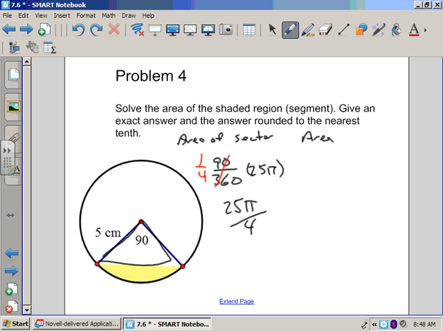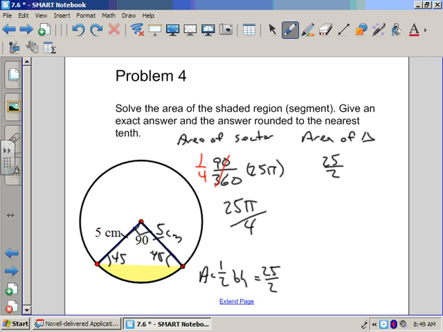So what is the area of the triangle? Well, if this is 90 degrees and these two angles here are the same, remember that these are radii, and so I've got an isosceles triangle, this must be 45 degrees. If this is 5 centimeters, this is 5 centimeters, my base is 5 centimeters, and my height is 5 centimeters, the area of the triangle is going to be 1/2 the base times the height, which is half of 25, which is 25 over 2.